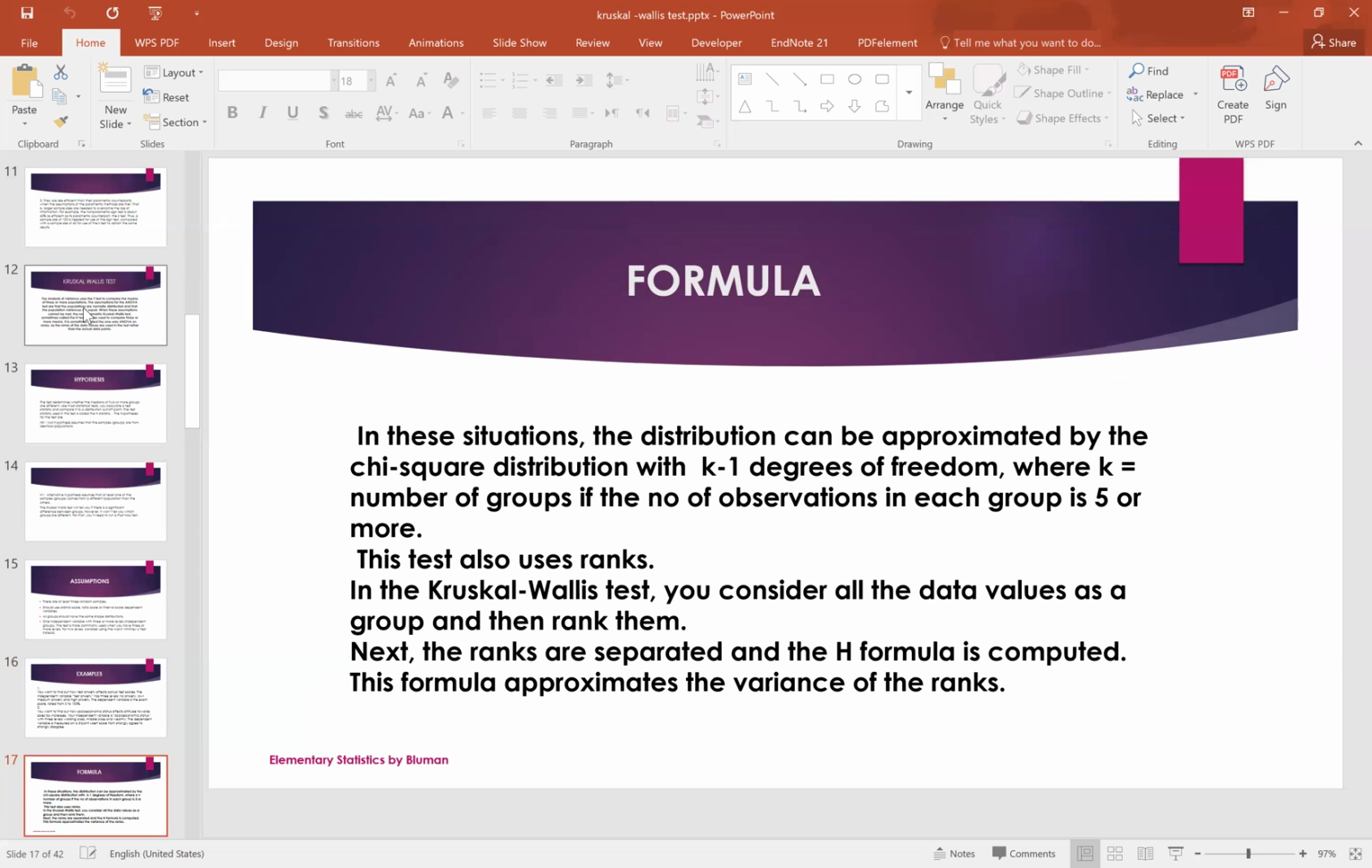Formula used in this situation: the distribution can be approximated by the chi-square distribution with k minus 1 degrees of freedom, where k is equal to the number of groups, if the number of observations in each group is 5 or more. This test also uses ranks. In the Kruskal-Wallis test, you consider all of the data values as one group and then rank them. Next, the ranks are separated and the H formula is computed. This formula approximates the variances of the ranks.